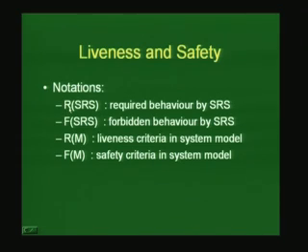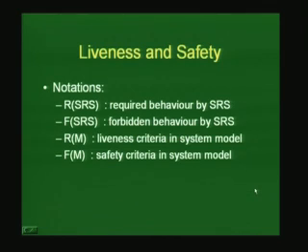So let us use some notation to talk about mismatches. Suppose R of SRS is the set of required behavior by the SRS, the system's requirement spec. Similarly, F of SRS is the set of forbidden behavior, or safety constraints, specified by the SRS. Similarly, let R of M, where M is the final system model that we build, denote the set of all liveness criteria in the system model, that is, the system model will do this. And F of M denotes the set of safety criteria in the system model, that is, the system model will not do this, and so on.